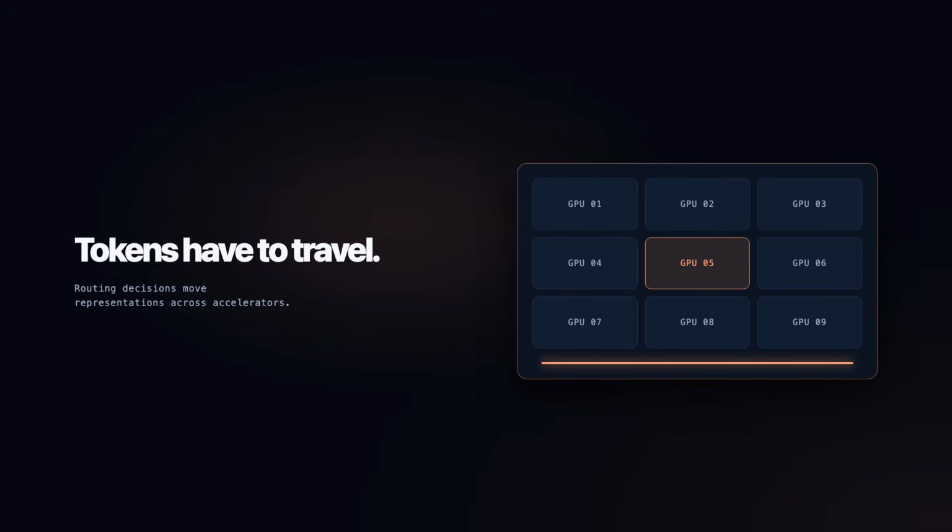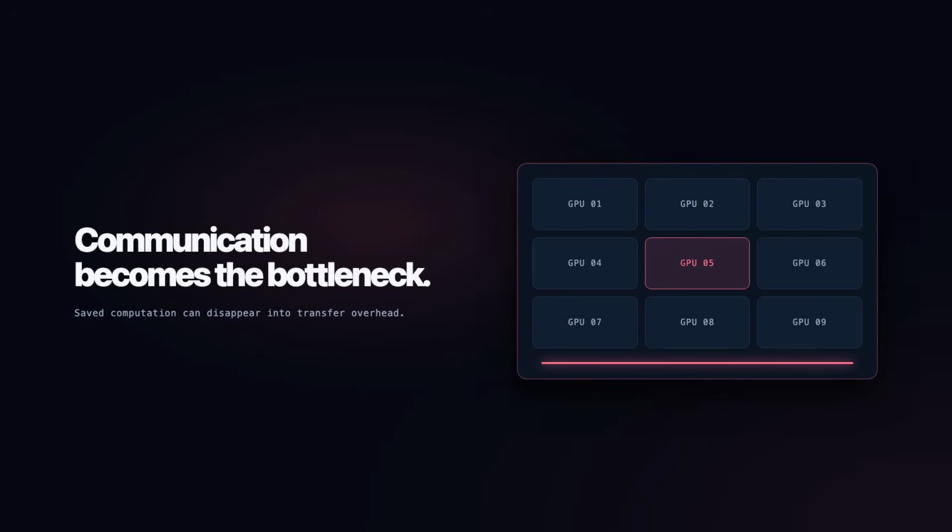And moving data is not free. GPUs are extremely fast when calculating with data they already have. But when information constantly moves across chips, communication can become the bottleneck. You may save computation inside the model, only to lose that advantage while transferring data.